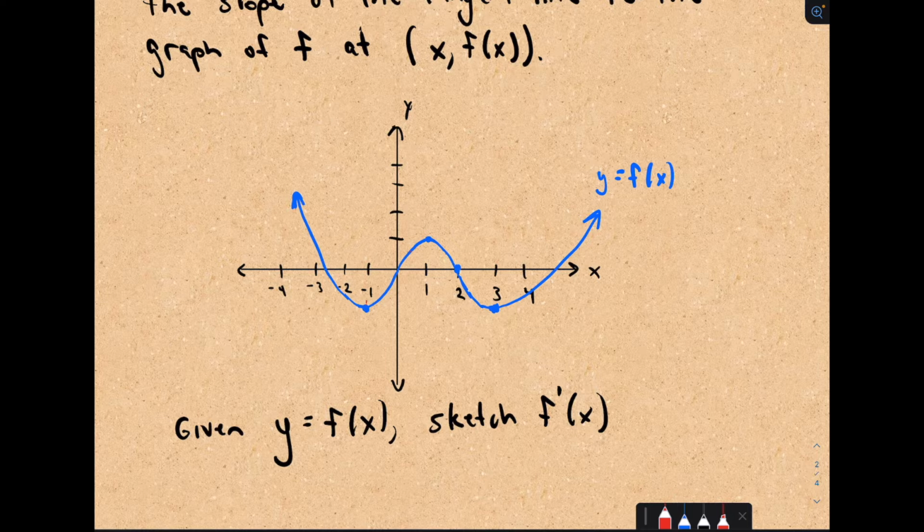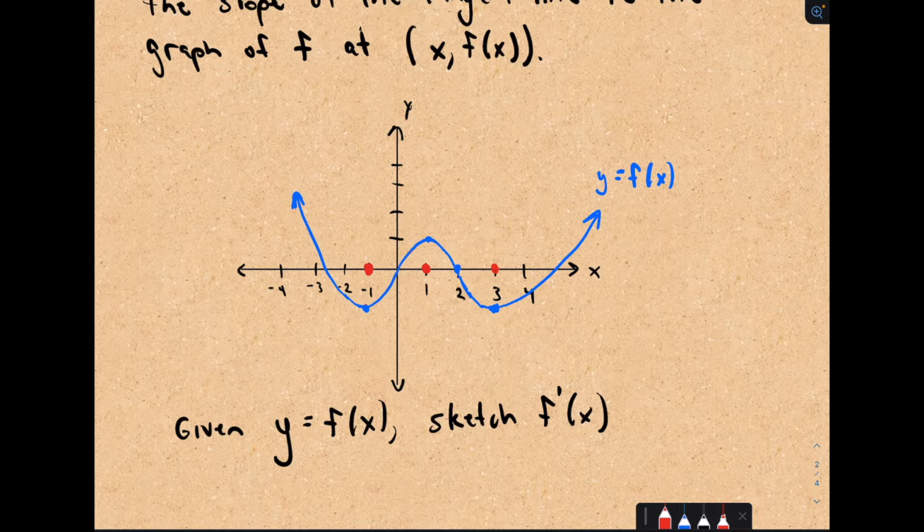So we'll pretend this is at negative one. On the derivative graph at x equals negative one, its y value should be zero, because on the other graph, f of x, its tangent line has a slope of zero. The same thing at x equals 1, and then at x equals 3.